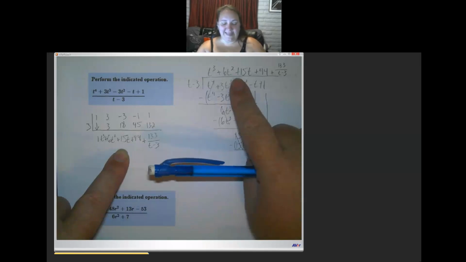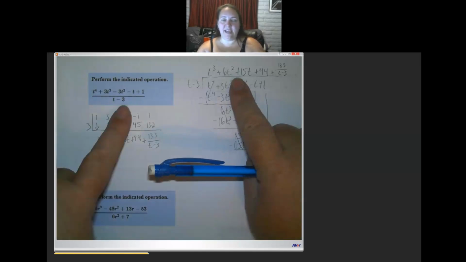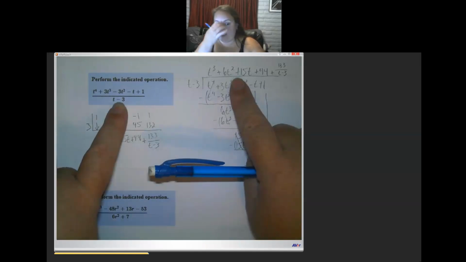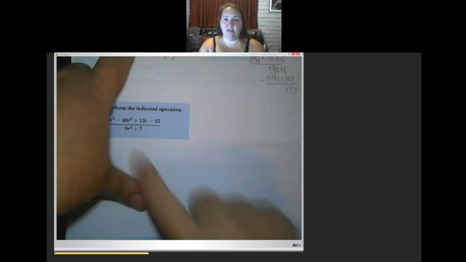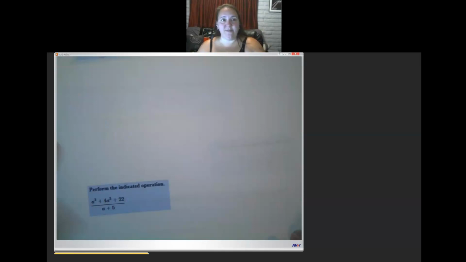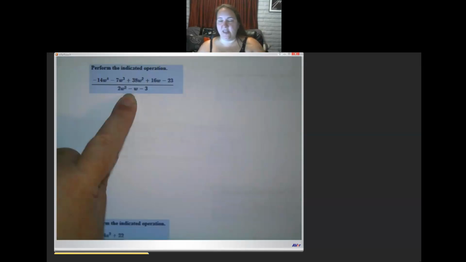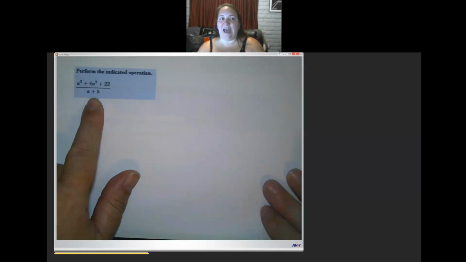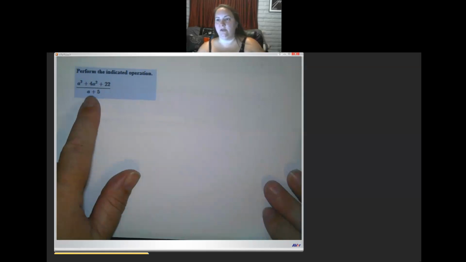Now again, synthetic division, while awesome, only works if your denominator looks like this. So you see how here I have an r squared? I can't do synthetic division. You see how here I have 3 terms? Nope. I can't do synthetic division. But you see how right here all I have is a plus 5? I can do synthetic division on this one. Okay?